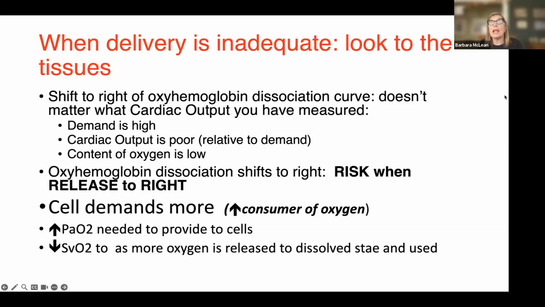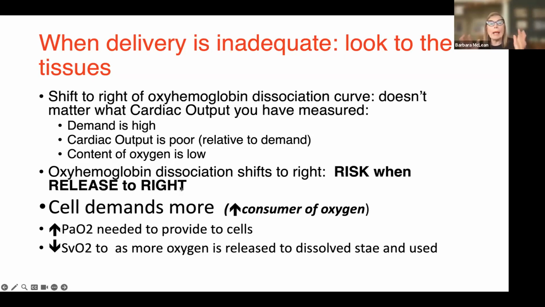So when delivery is inadequate, always look to the tissues. You will shift to the right. Doesn't matter what kind of cardiac output you have. If oxyhemoglobin shifts to the right, that means ScvO2 less than 70, and for most clinical states, less than 65%. So let's say your patient has an ScvO2 of 50%. Their demand is high, and their cardiac output, even if it's 10, is poor relative to their tissue demand. Also, the content of oxygen might be low. That means they may not have adequate hemoglobin. So I'm always going to look at their cardiac output, their heart rate, their stroke volume, and their hemoglobin.